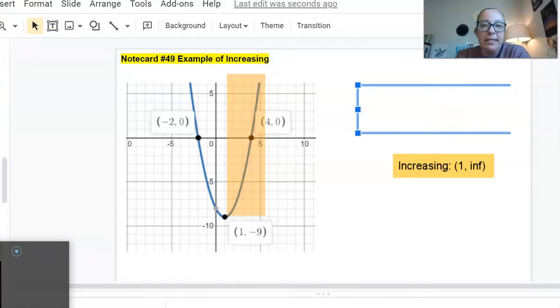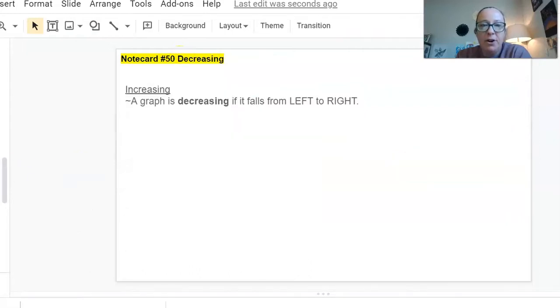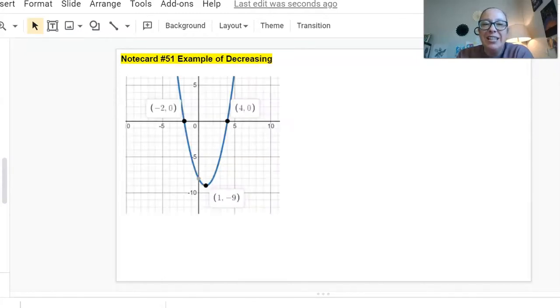Now, what do you think decreasing? You probably already know the answer to this one, but let's go on to our next note card, number 50. A graph is decreasing if it falls from left to right. So let's look at this. Pause, write that down. Let's look at this example of decreasing.